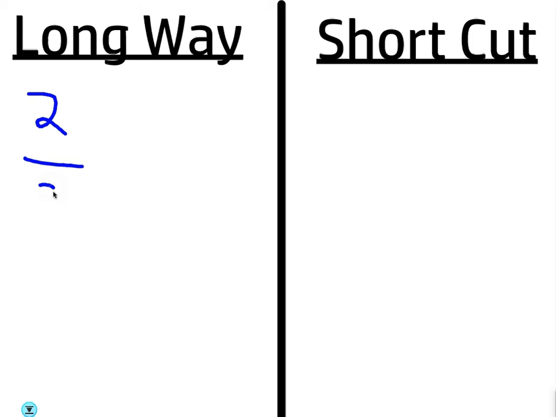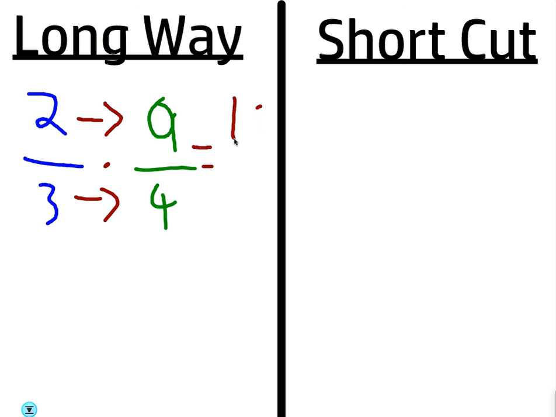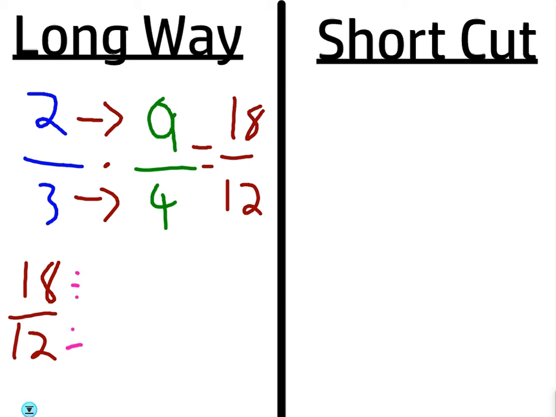Let's do 2 over 3 times 9 over 4. Okay, the long way is to do what? Yep, 2 times 9 is 18, and 3 times 4 is 12, right? Then you've got to take that and reduce it. So you divide the top and bottom by 6. And we get 3 over 2, right?